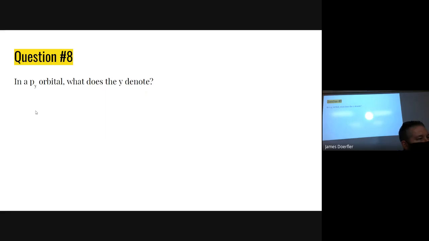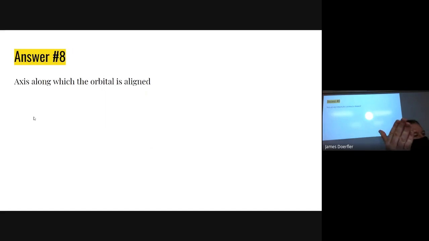Question 8. In a P sub Y orbital, what does the Y denote? This is where I was really trying to emphasize when we were looking at the P orbitals, when we actually saw the shapes and the orientation in space. We saw that the P orbital has actually 3 orbitals in space. And so that Y, really all it does is it denotes the axis which the orbital is aligned. The axes that P orbitals can be found on are X, Y, and Z.